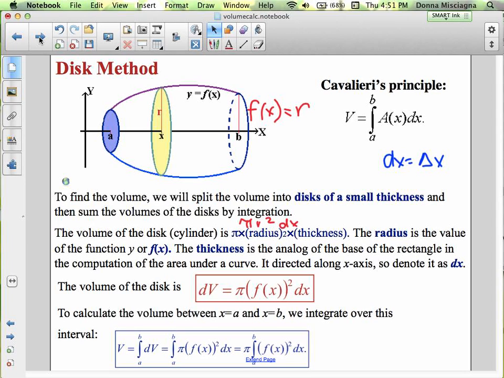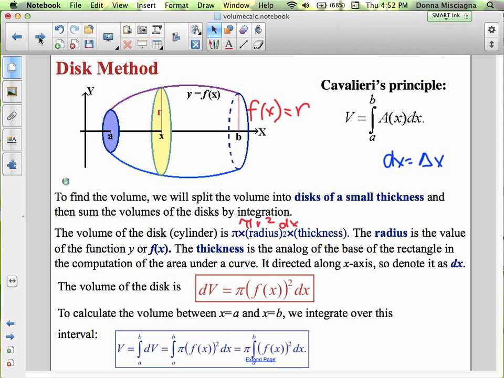The area of the disk would be pi r squared. The radius is the value of the function, so we're going to square the value of the function. If we integrate that, we get the volume. So this dV here, that's the area. When we integrate and evaluate, we get the volume. To calculate the volume between x equals a and x equals b, we integrate over the area. So we're integrating area to get volume.